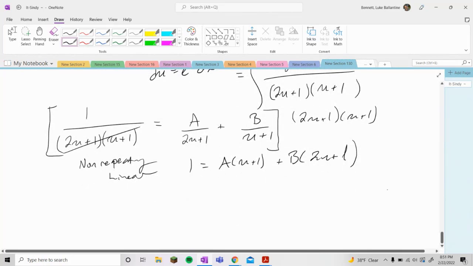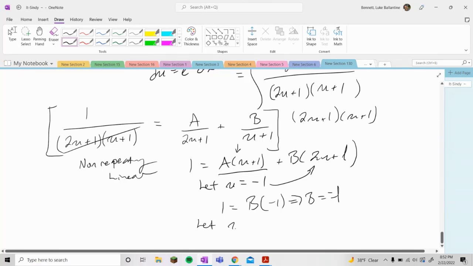So this is a simple solving technique that we can use. Since u is a variable, we let u be -1, for instance, to cancel this one. We plug this in right here. So this one would be 0. And then we have 1 equals B times -1. B equals -1.